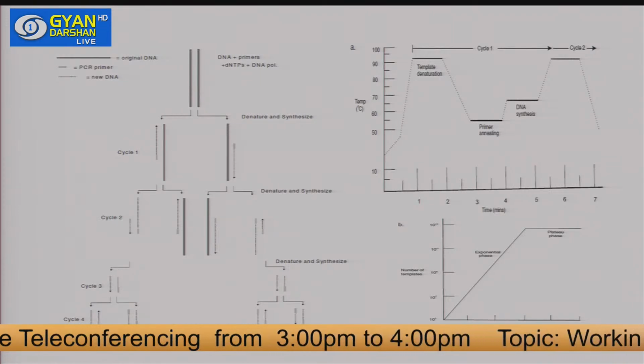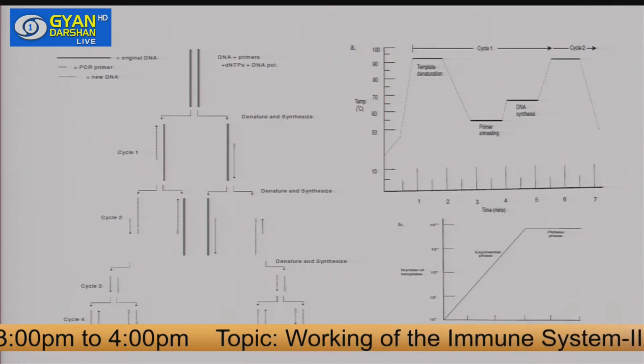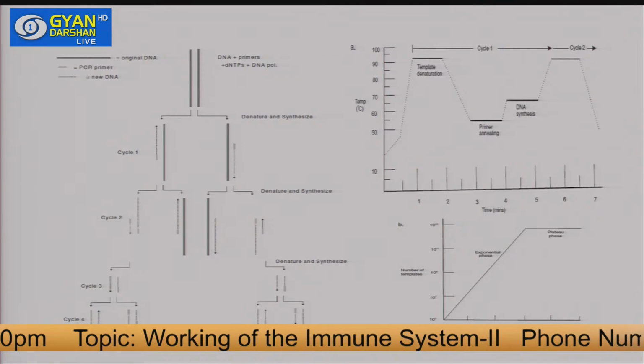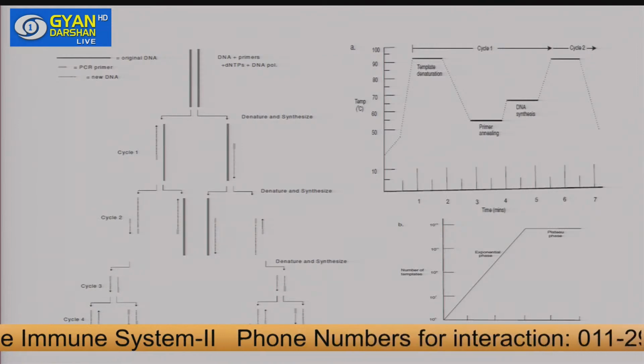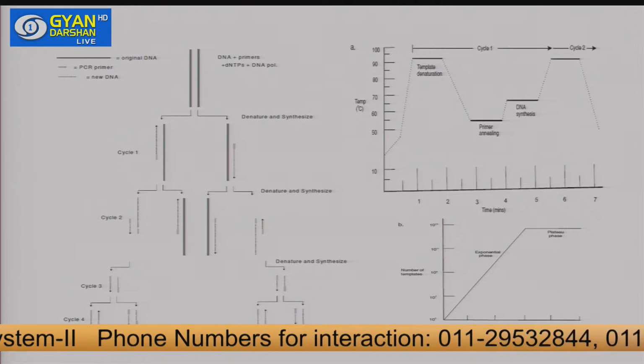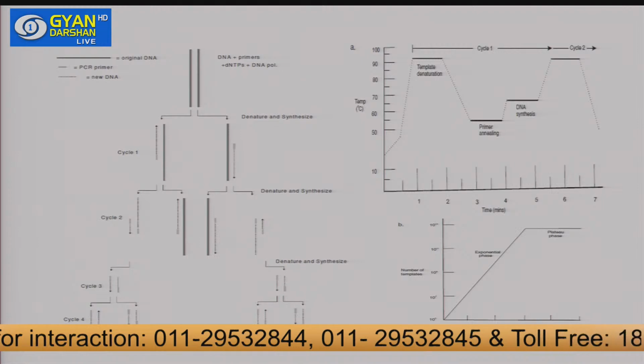So what is the purpose of doing PCR? Again, if you want to amplify a particular gene, like you need to clone a gene. So what you have to do, you have to amplify the gene from the genome. So you need to have the gene specific primers, and through PCR you can amplify the gene, or you can derive the gene from the genome, and then you can clone the gene. So that is one of the utilities of PCR.